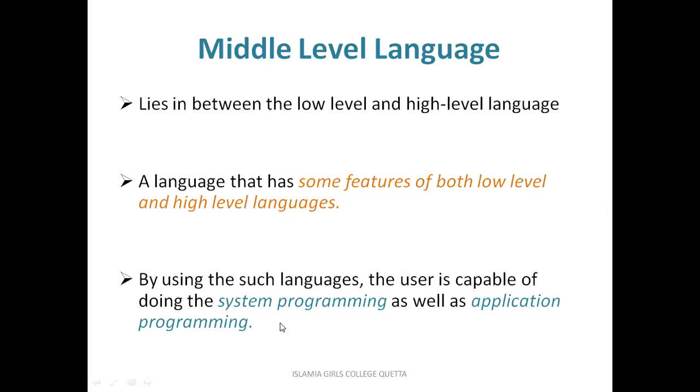The advantage of using such a language is that the user is capable of doing both system programming as well as application programming. This means that you can develop the system software and the application software by using such languages. And C, which we are going to study, is an example of a middle-level language.